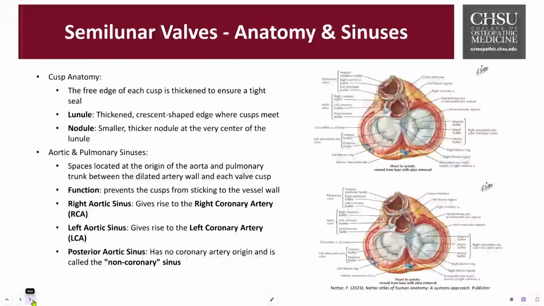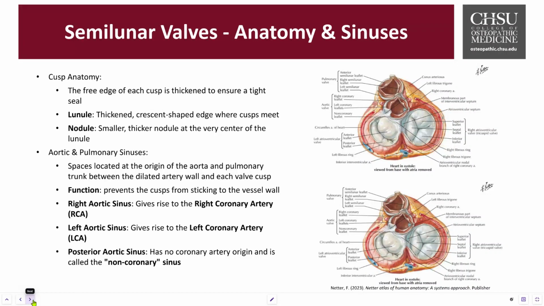Let's look closer at the cusp anatomy. The free edge is thickened to help ensure that there's a tight seal when it's closed. This crescent-shaped thickened edge where the cusps meet is called the lunule. And at the very center of the lunule is a small, thicker nodule.